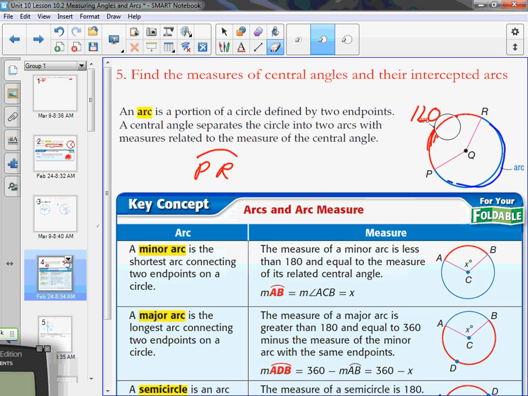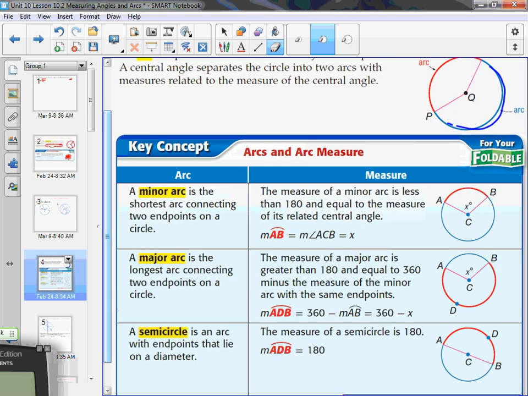Okay, let me keep going. Everybody with me? A minor arc is the shortest arc connecting two endpoints on a circle. So look here at the figure. The red arc AB is a minor arc because that's the shortest way you can go from A to B staying on the circle. Okay? Now, the measure of a minor arc is less than 180. Here's how I know. If I drew that in, the measure of that straight angle is 180, right? Well, won't the measure of the minor arc always be less than that, since it's less than half a circle? So the book says a minor arc is the shortest arc connecting the endpoints. It's also less than half a circle. Since it's less than half a circle, its measure is less than 180.